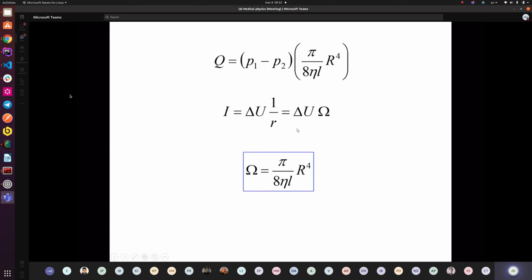Now have a look, the conductivity depends on pi, the viscosity coefficient, the length of the blood vessel, and R to the fourth power. So with just a little change of the radius of the blood vessel, tremendous changes come to the conductivity.